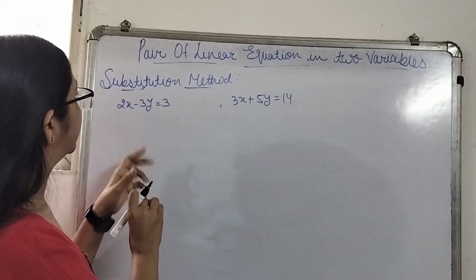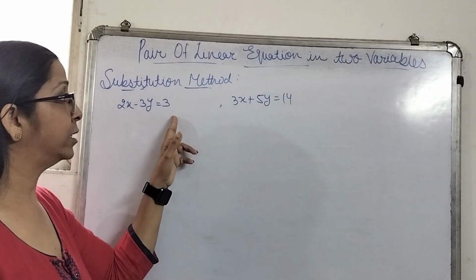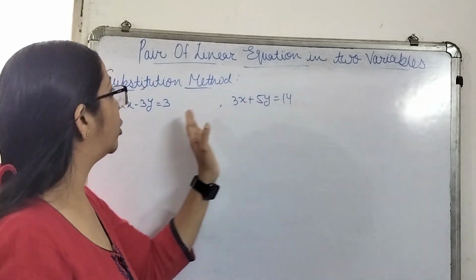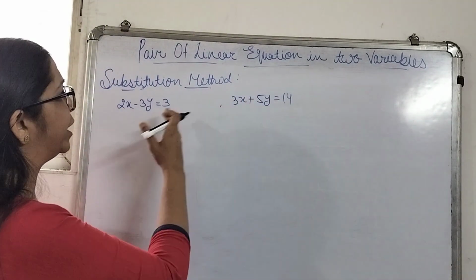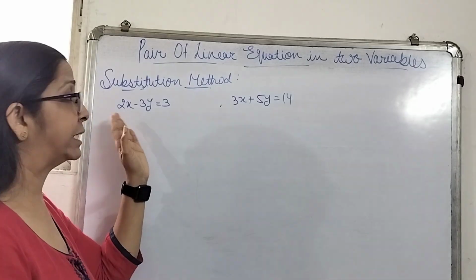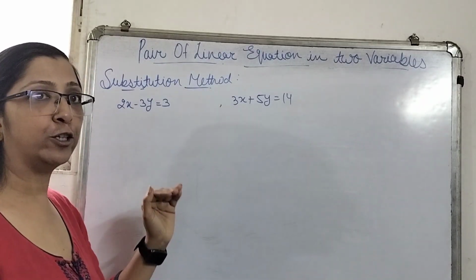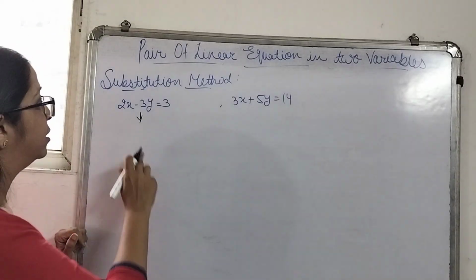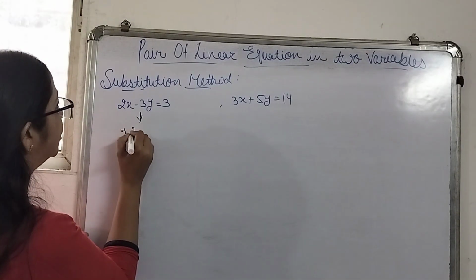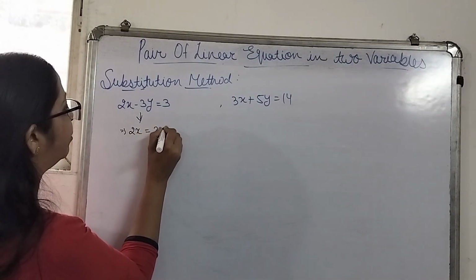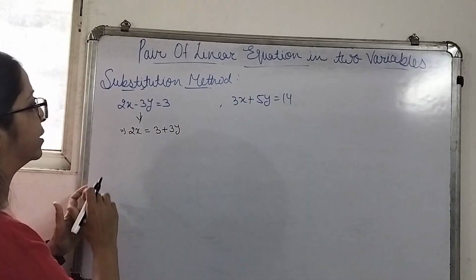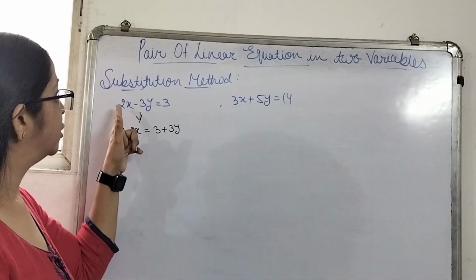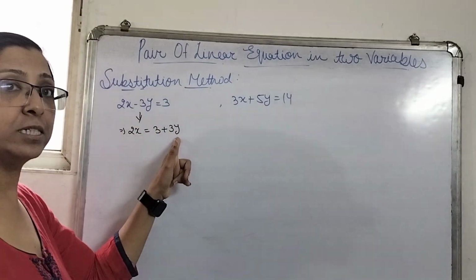Suppose one of the equations is 2x minus 3y is equivalent to 3 and the other equation is 3x plus 5y is equivalent to 14. So from either of these two equations we will find the value of x or the value of y. From here, if we take the value of x, this equation could be written as 2x is equivalent to 3 plus 3y. The minus 3y will change sides, go to the RHS and become positive. So 2x will be equivalent to 3 plus 3y.